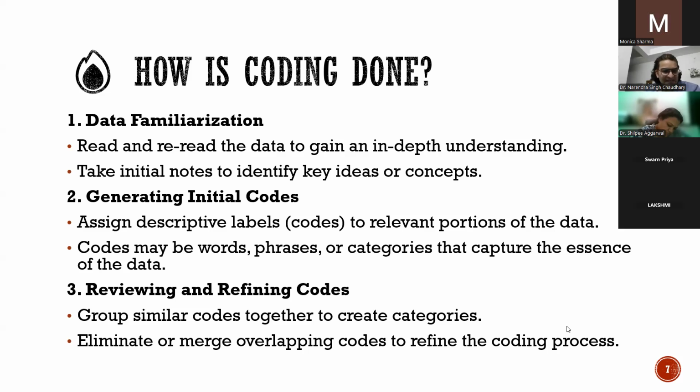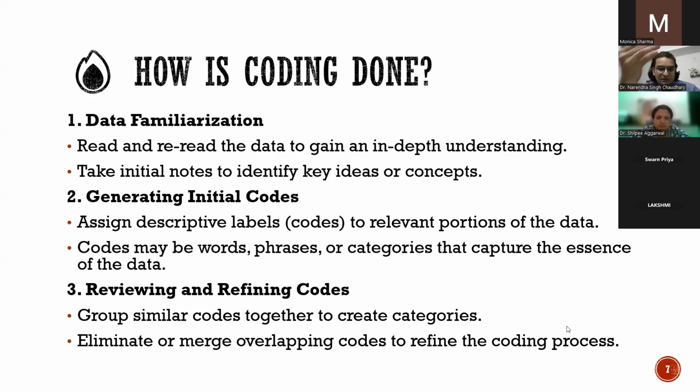Now, the second step is generating initial codes. First you have to familiarize yourself with the data, and this is a process you can follow. Once that has been done, assign descriptive labels or codes to relevant portions of the data. If I'm having a conversation of 20, 30 or 40 minutes, everything is not very relevant, because at times people are focusing on certain portions of the data that are very crucial. For example, the transcript I have given to you, they are talking about certain aspects. Am I right?